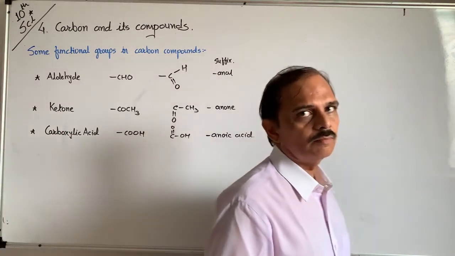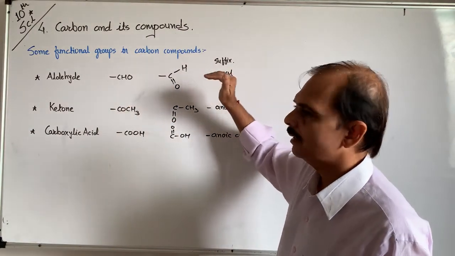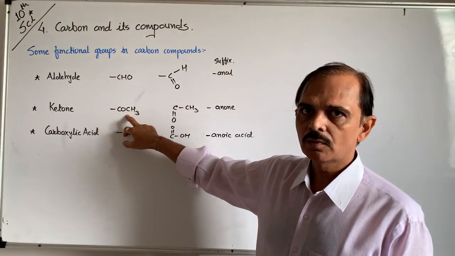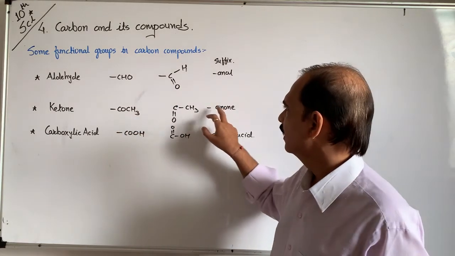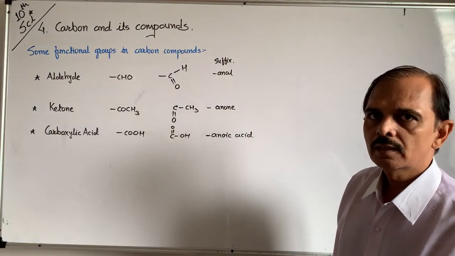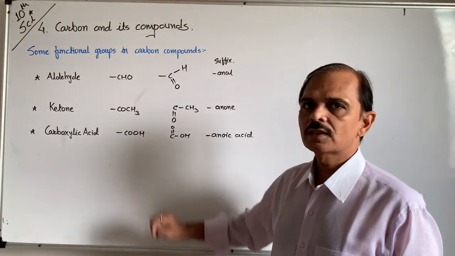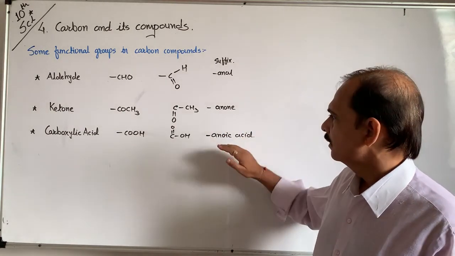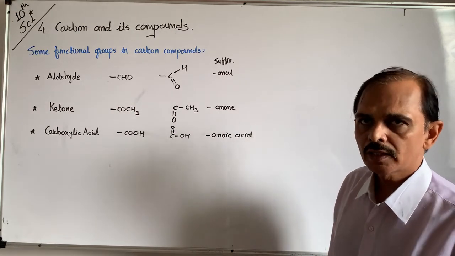So hydrocarbon, carbon compound, if CHO is joined, it forms methanol, ethanol, propanol, anal. When the COCH3 ketone group, the functional group, is joined with any atom of a hydrocarbon, then it forms propanone, butanone, hexanone, pentanone, like this. If the COOH carboxylic acid group is joined with methane, propane, like this, then it forms methanoic acid, ethanoic acid, propanoic acid, butanoic acid, pentanoic acid, like this.